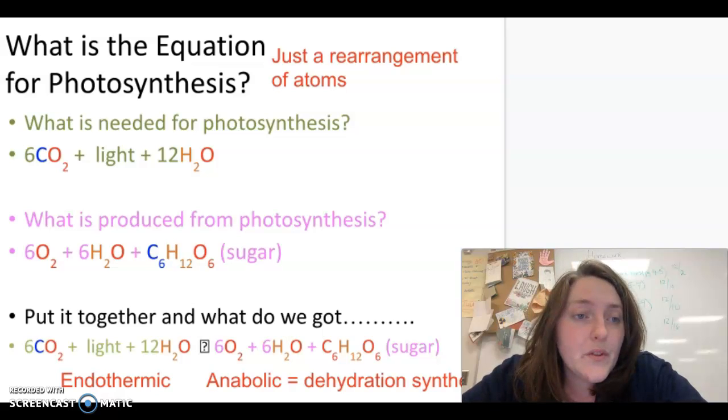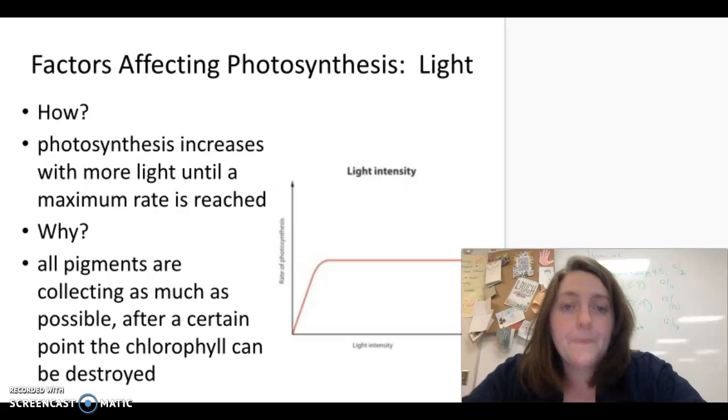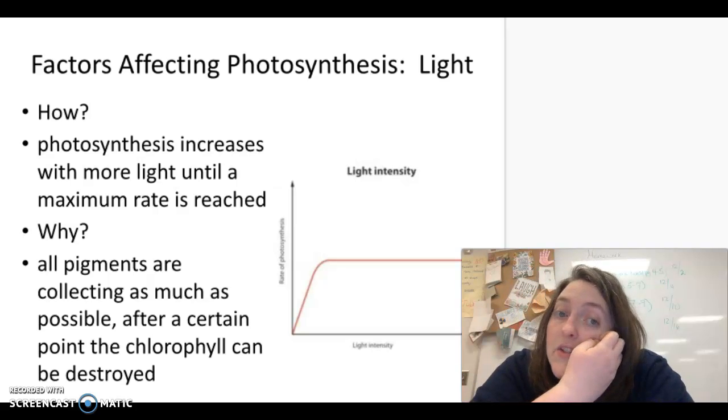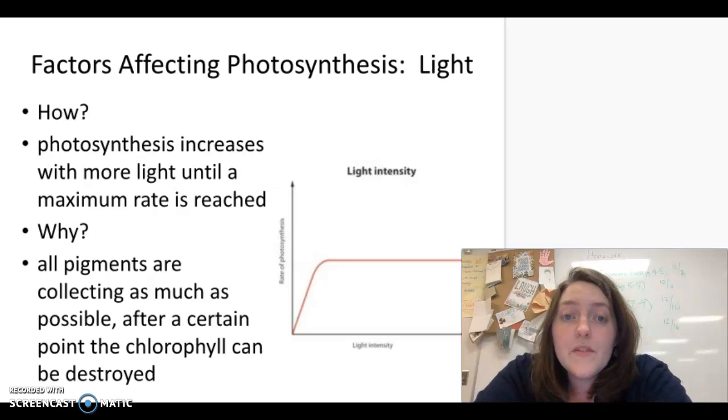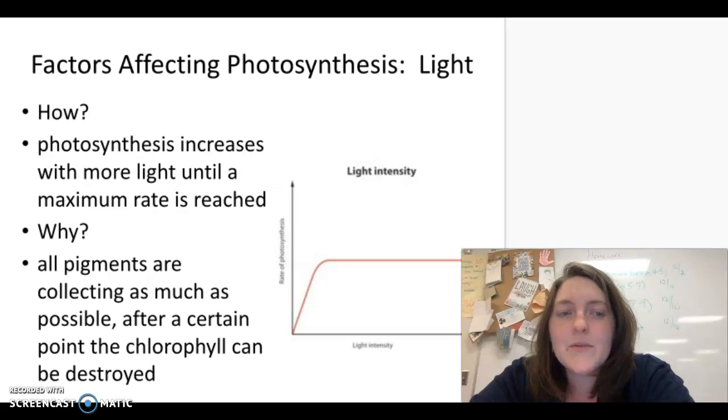So now we need to look at things that affect photosynthesis. There's both external and internal things that will affect it and how fast it goes. The first thing is light. As photosynthesis increases with more light, it will keep going until the maximum rate is reached. Do you remember learning about enzymes and reaching that sort of stable rate of reaction because everything was busy? We're going to see a little bit of that throughout these different examples.